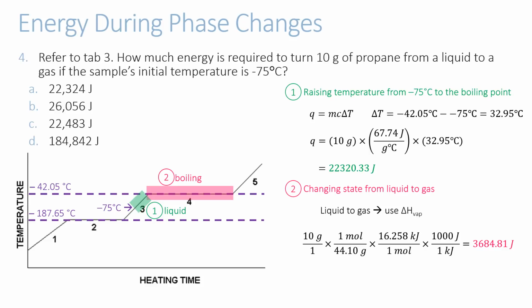Now my first answer was in joules, so I'm also going to do one more step just to convert kilojoules into joules. Now I just need to add these numbers together in order to get my answer. So I'm going to add what we needed for segment 1 plus what we did for segment 2. And when I combine that together, this is the answer that I get. Unfortunately, that's not one of the answer choices, so we had a typo here. But this is the correct way to do the problem. We have to figure out which segments of the heating curve we need to calculate heat for.